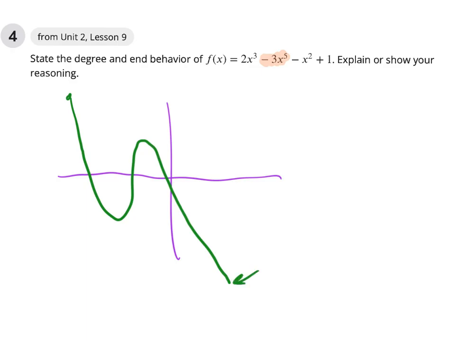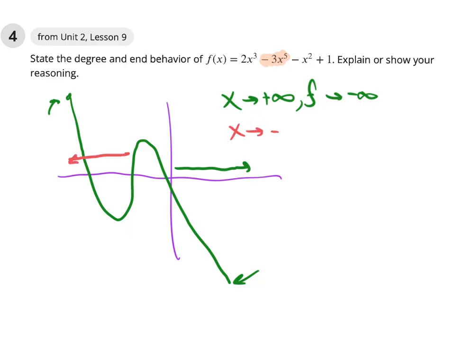So now let's talk about the end behavior. As x goes to positive infinity, f of x goes to negative infinity. As x goes to negative infinity, f goes up. f goes to positive infinity. Odd polynomials will end in different places. Even ones will end in the same place.